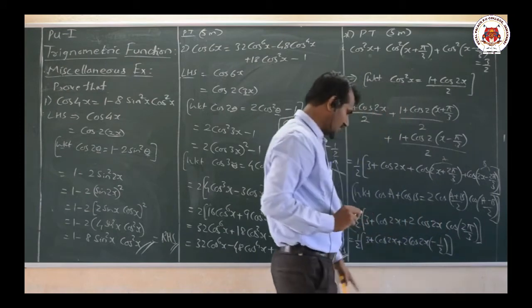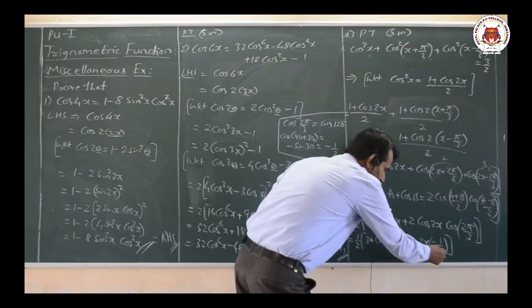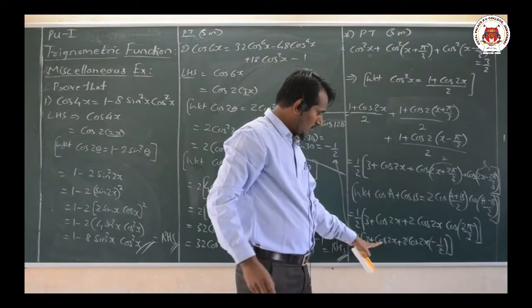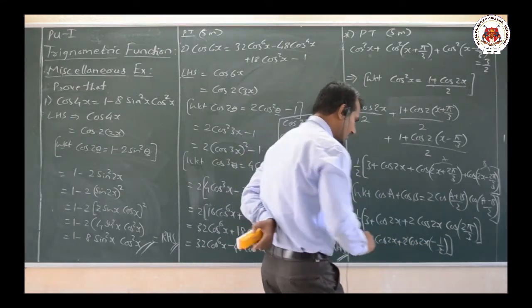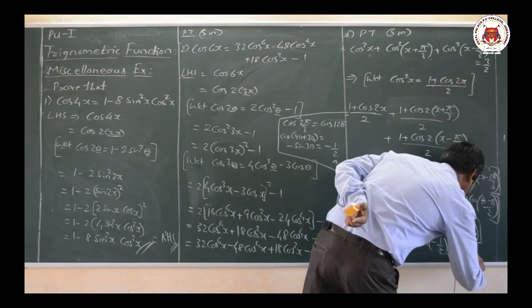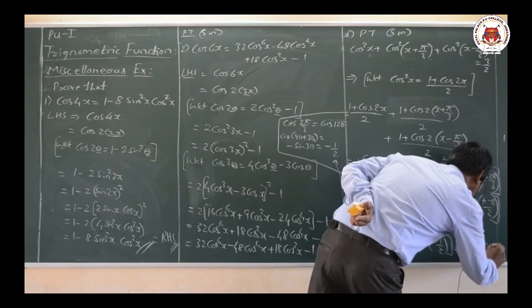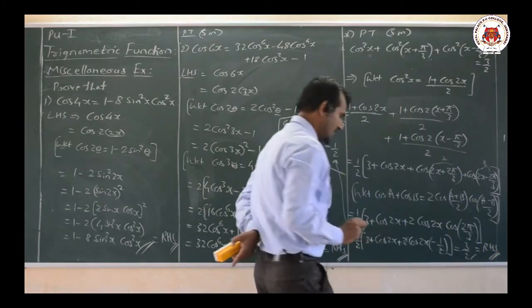Now here we can observe that the 2 gets eliminated. Dear students, the 2 gets eliminated. Cos 2x minus cos 2x also gets eliminated. The remaining part is just 3 by 2, and that itself is your RHS. That is your required result here.